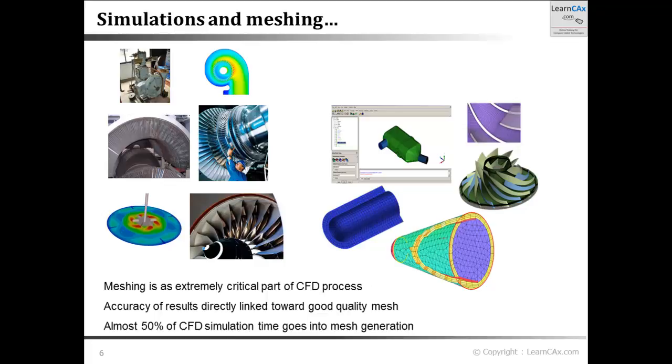So this is the importance of meshing, which is as important as solving a CFD model or getting the results and getting the information out of the results. So meshing is as critical a part as solving the CFD model. So we will see just an introduction to the entire CFD process and where mesh generation fits into it.